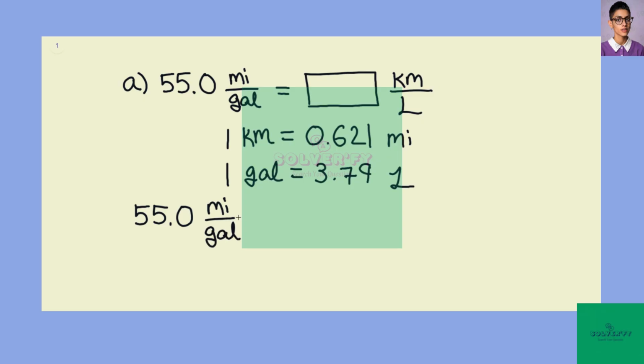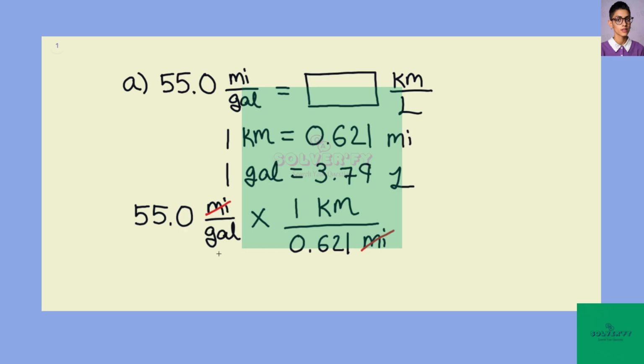And let me first convert miles into kilometers. And how that works is that you will multiply your value with 1 kilometer and the conversion 0.621 miles. Now what happens here is that your miles gets divided out and you're left with some new value in terms of kilometers per gallon.